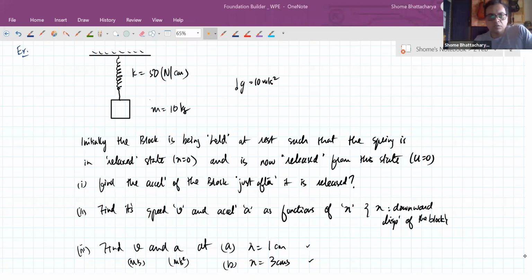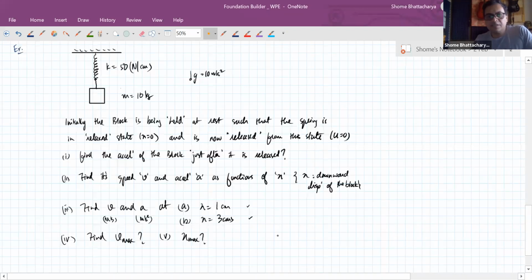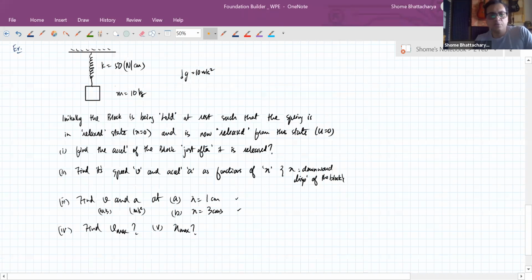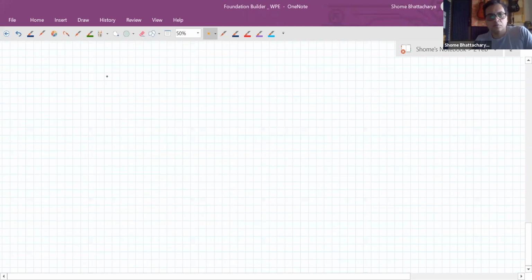Okay, people, let's work it out. So the first part is actually very easy. When you just release the block, at that point of time, the spring is at natural length. So the tension in the spring is how much? It's 0.